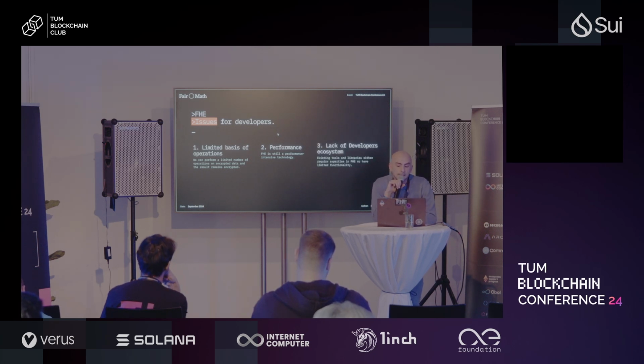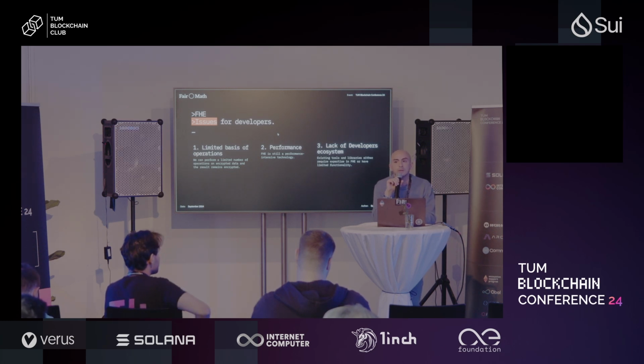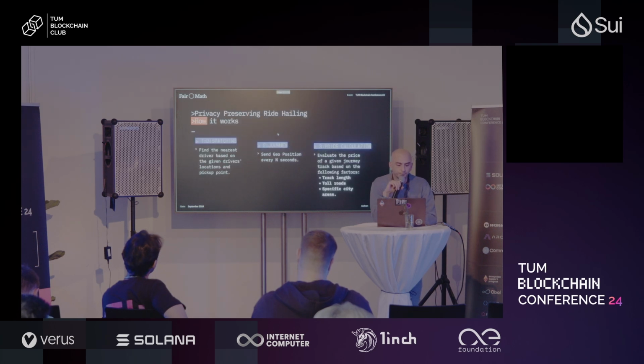And the last one is the lack of a developer ecosystem, because despite the fact that we have different projects, different libraries, and different tools to build FHE compilers, we don't have, I believe, it's just my opinion, great solutions that will cover all needs from the developer side.